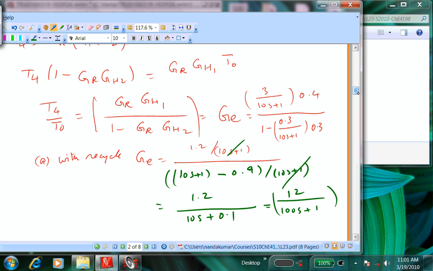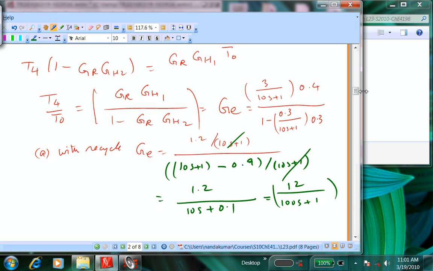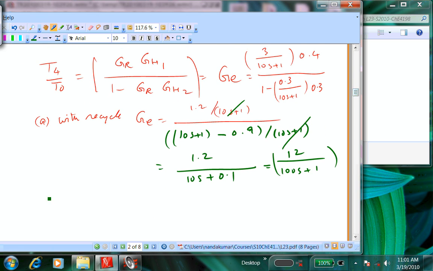Okay, now you can see that there, right? Okay, so case B, without recycle, what would happen? GE for this case is going to be, this is 0. Okay, so it's going to be simply 1.2 divided by 10S plus 1.